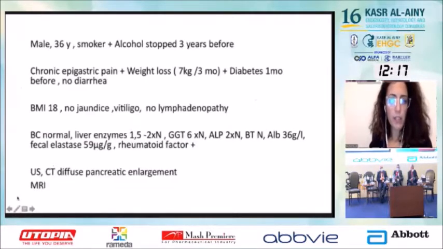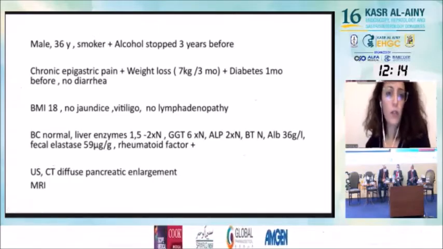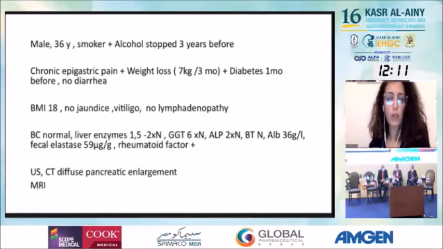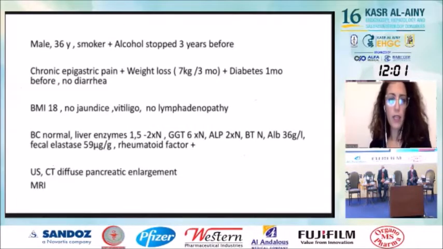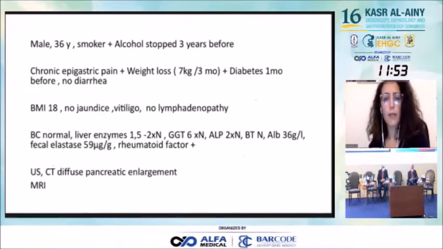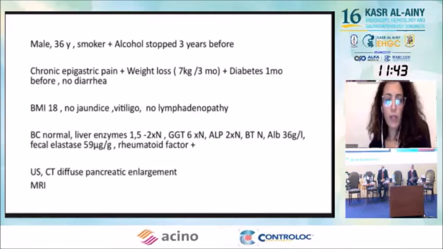My patient is named Salah. He was 36 years old when he first came to our department. He was a former smoker, and he used alcohol for a couple of years before he stopped 3 years prior to diagnosis. He presented with chronic epigastric pain, atypical, not typical of the pancreas, with massive weight loss, but really rapid at the end of its evolution. The whole symptomatology lasted for a year, and he presented with recent onset of diabetes. He had no diarrhea and no other symptoms whatsoever.